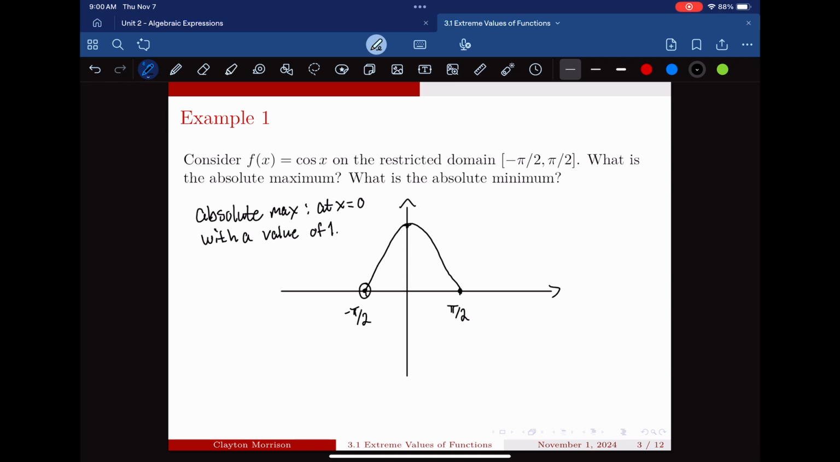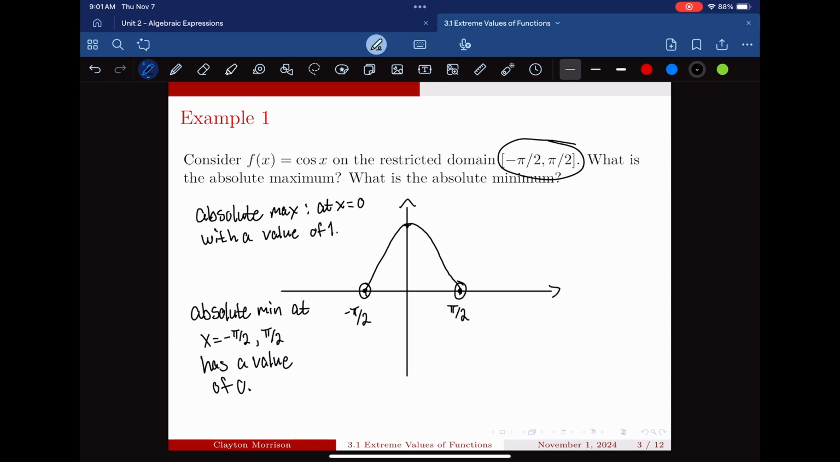Now, here, the interesting thing is the absolute minimum. You actually have two values here that are the same. Your absolute minimum can occur twice if it's the exact same thing, and that's okay. You would just say our absolute min is at x equals negative pi over 2 and pi over 2 in this case, because they are the exact same thing. They are the smallest this function gets on this domain. Remember, we are restricting this domain. And has a value of 0.